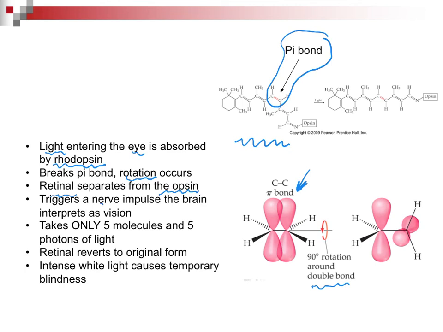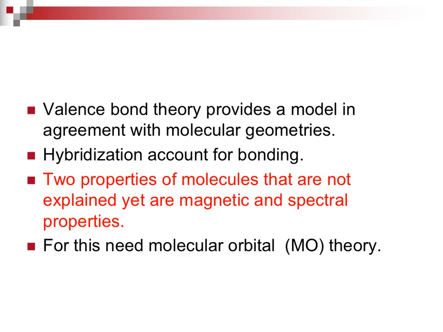But for you neuro people, the most important thing is it triggers a nerve impulse to your brain that your brain interprets as vision. It only takes 5 molecules to undergo this process, resulting from 5 photons of light. I think that's pretty interesting. We haven't had a lot of really interesting applications in this course, but everybody's looking out with their eyes to see things. That's why when you have an intense white light, you get what they call temporary blindness because you've overwhelmed the system. I like this. It's an application, okay?